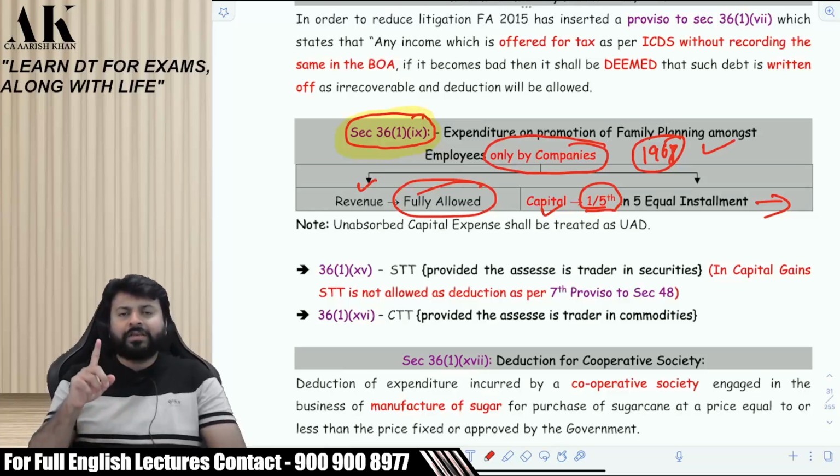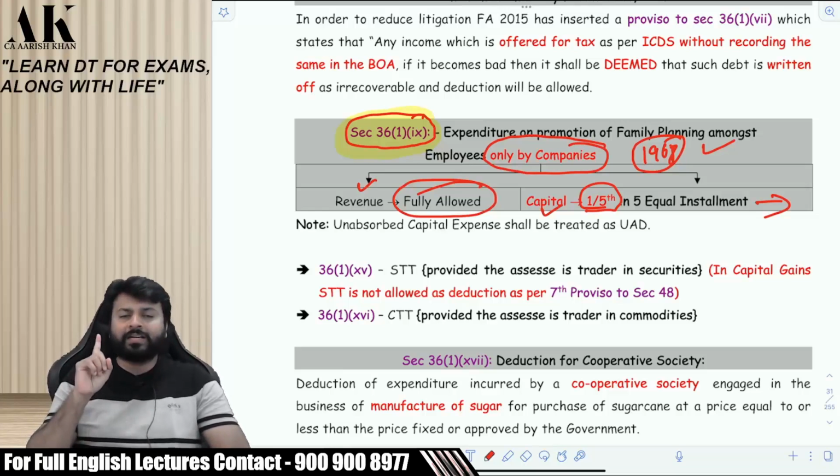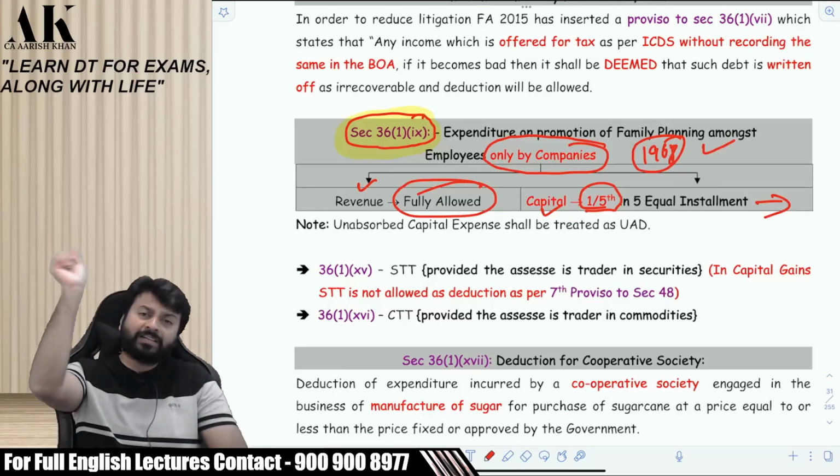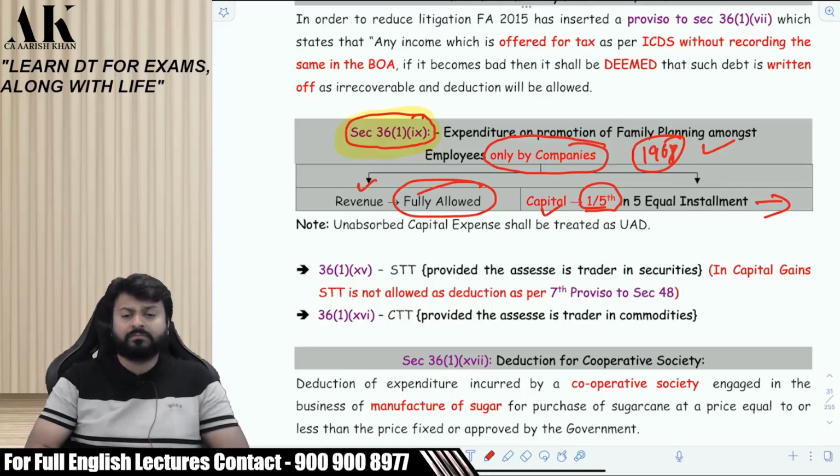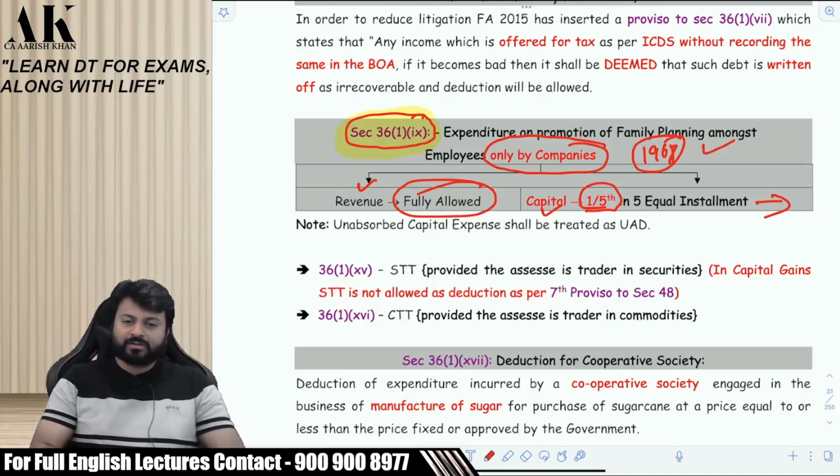So if they deliberately put this deduction on the debit side of the P&L of a partnership firm, what will you do? It will be disallowed.